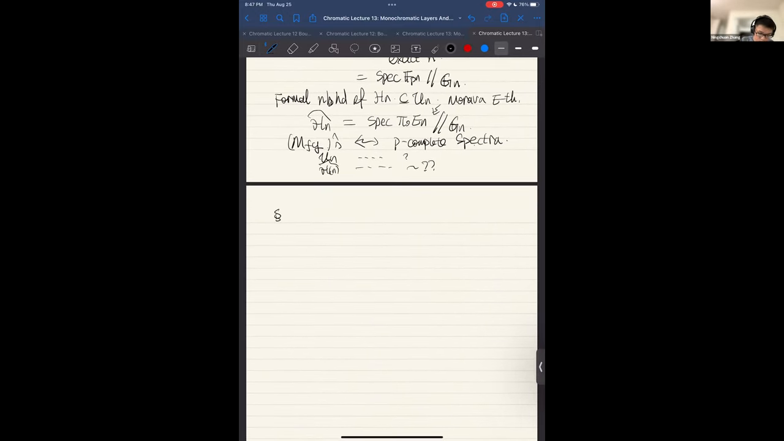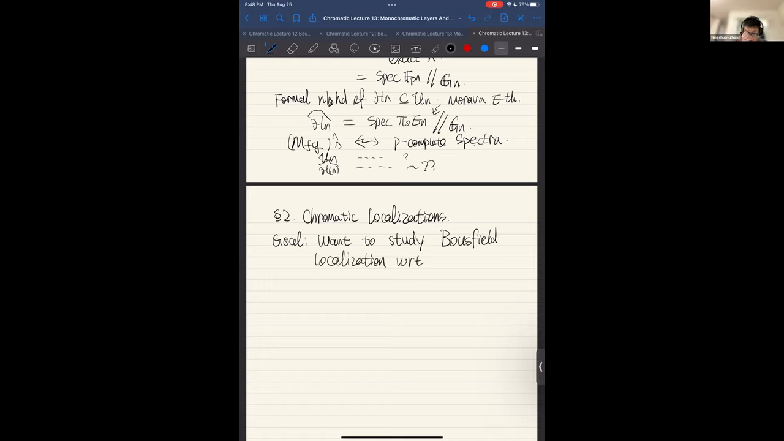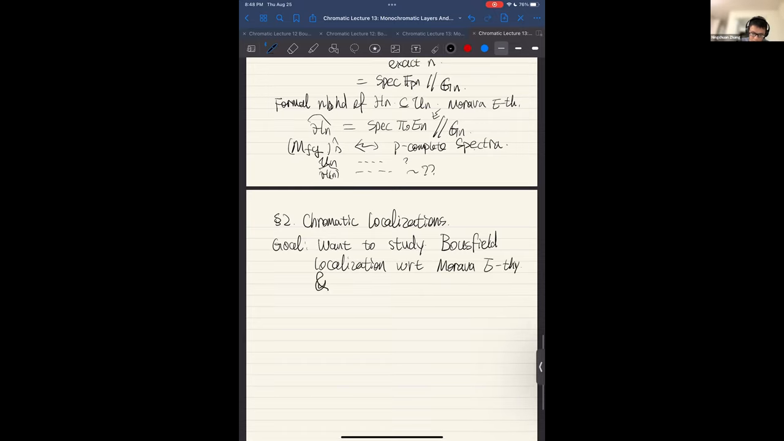And this finer structure is realized by chromatic localization. Namely, we'll realize those finer structures. What does chromatic localization mean? We want to study localization with respect to the Bousfield localization with respect to certain periodic homology theories, by that Morava E theory and K theory, Morava K theory.